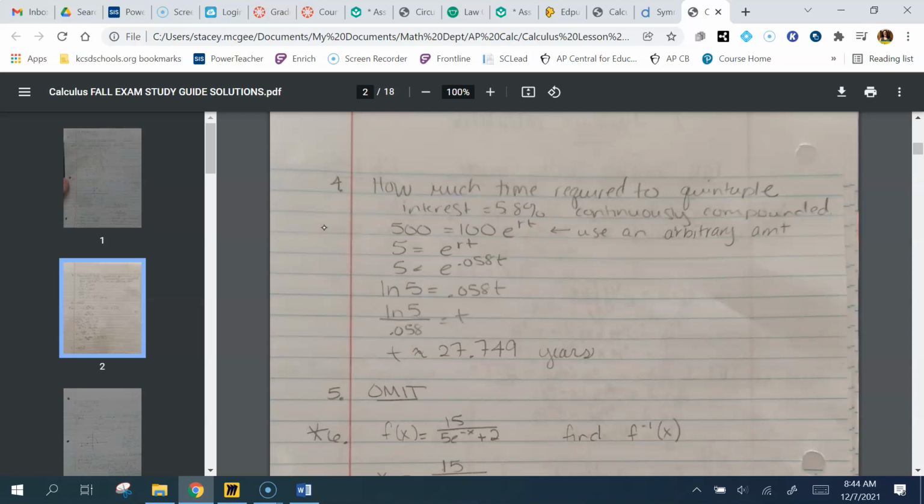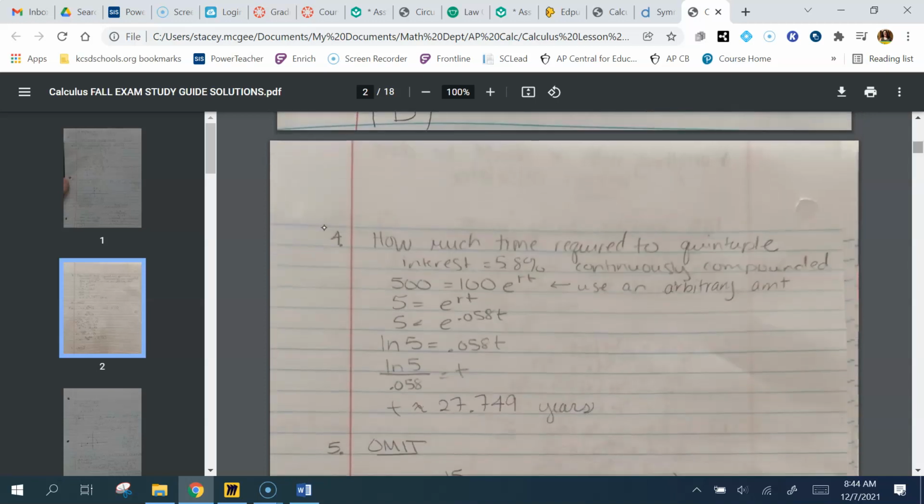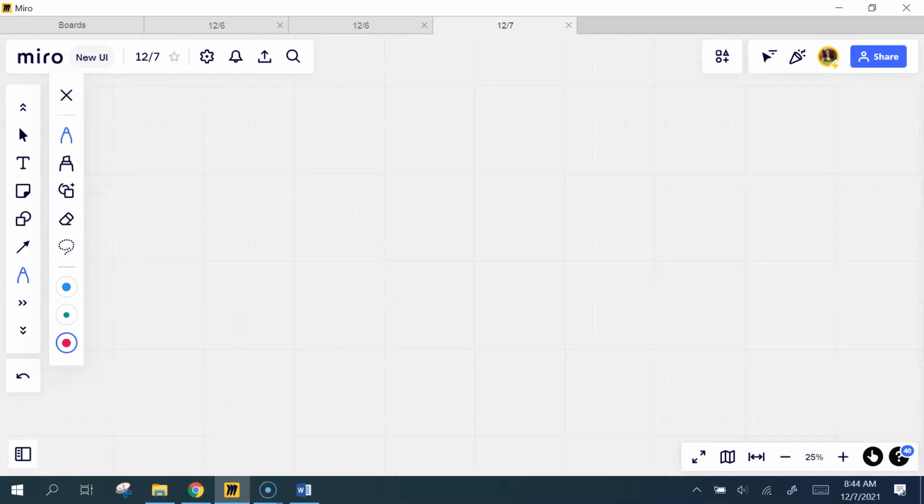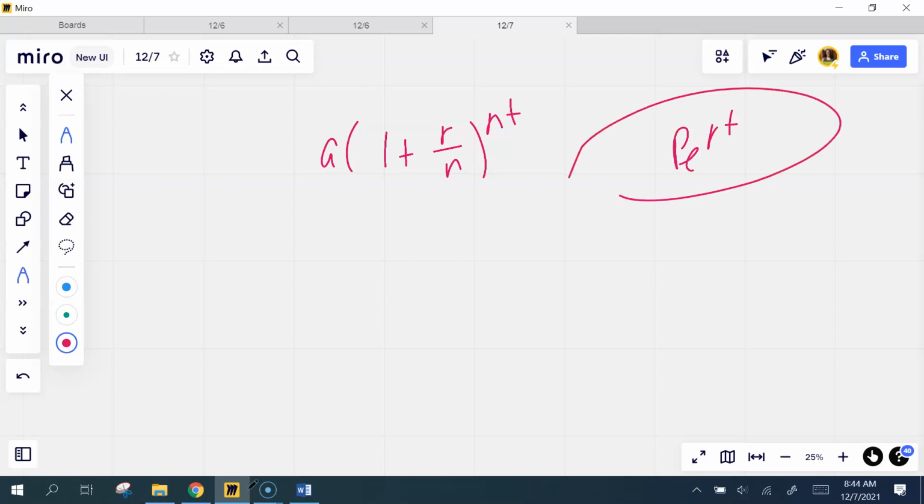Pert. Whenever something is compounded continuously, you use Pert. I never heard of this. Yes, you did. Remember whenever we did the finance project in Algebra 2? We had A times 1 plus r over n, to the n times t, or we had Pert. I told you, this is the most commonly used. This is continuously compounded. All right, so how do I use that for 4?